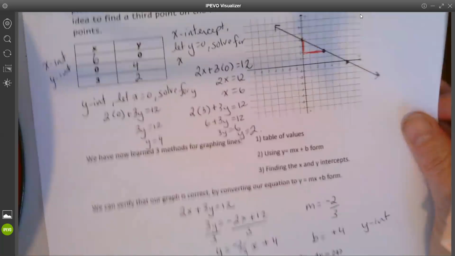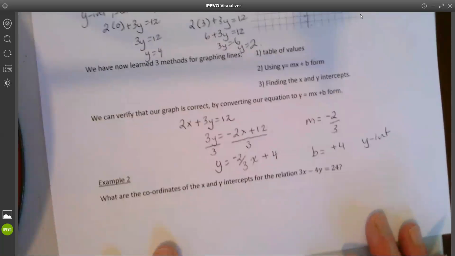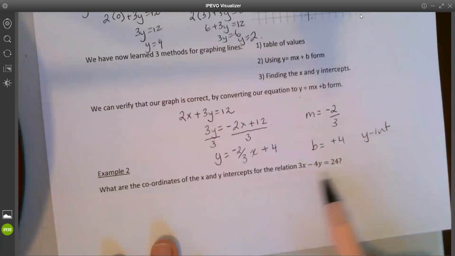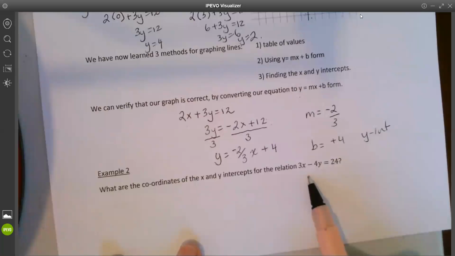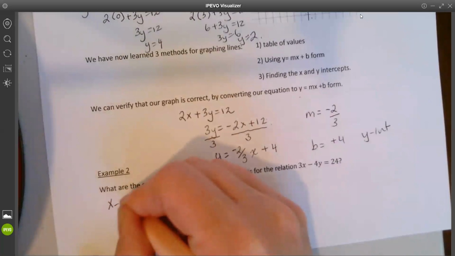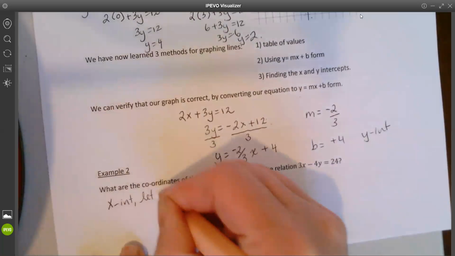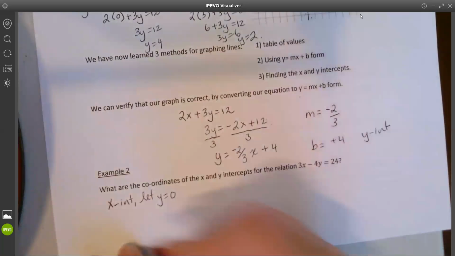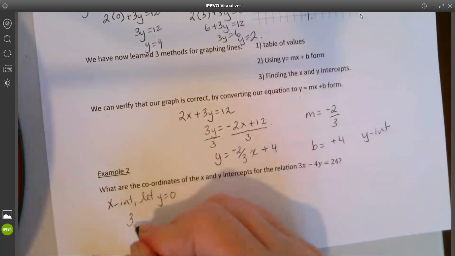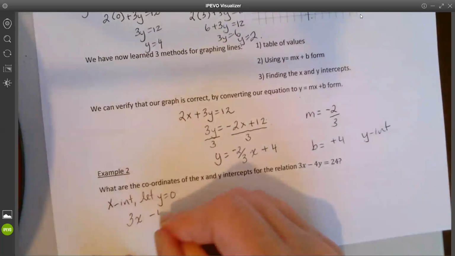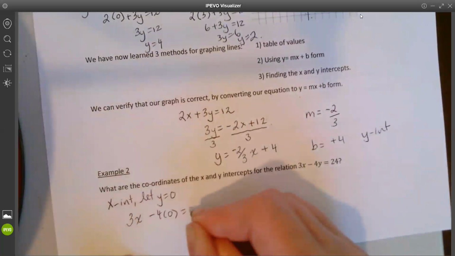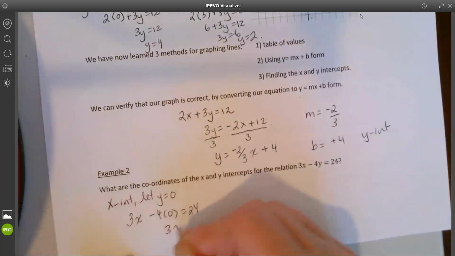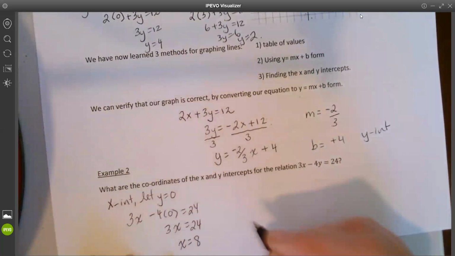Okay, let's do one last example of finding the x and y intercepts. So we have another equation. Okay, again, in 2 variables, degree 1, we know that it has to be linear. So let's find the x-intercept. You need to let y equal 0. So we're going to replace the y with 0. So 3x equals 24. Divide both sides by 3. So x is equal to 8.